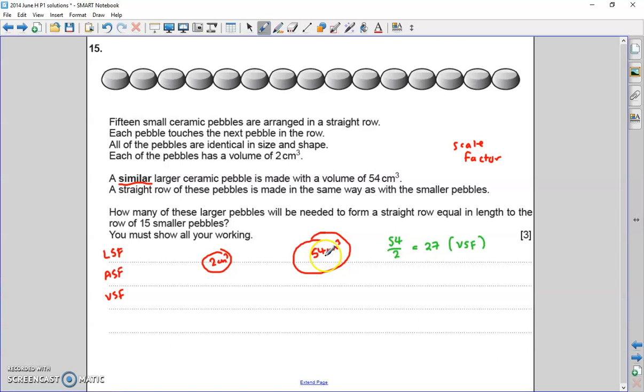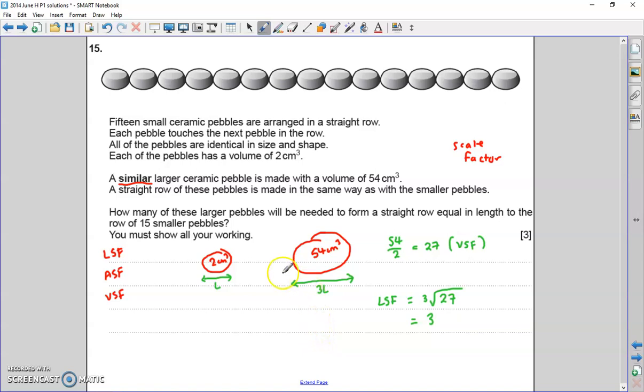Now then, the question is, if it takes 15 small ones, how many big ones would it take? Now that all depends on the length of the larger pebble. We don't have a length for the smaller one, but what we can do is work out the linear scale factor. To get from volume scale factor to linear scale factor, you cube root. The cube root of 27 is 3. In other words, these larger pebbles are 3 times longer. So if I call it L, 3 times longer, 3L.